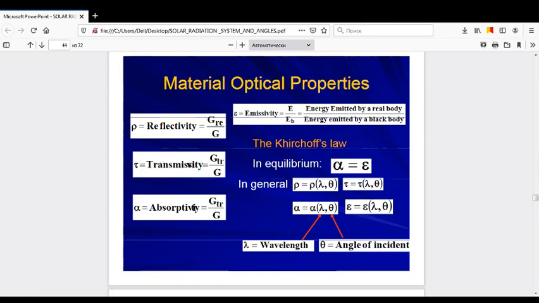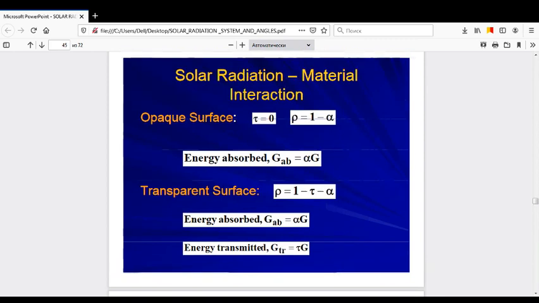The Kirchhoff law: in equilibrium, epsilon is equal to alpha, and in general rho is equal to rho lambda comma theta, and alpha is equal to alpha lambda theta. Lambda is equal to wavelength and theta is equal to angle of incidence. Solar radiation material interaction: for an opaque surface, tau is equal to 0, rho is equal to 1 minus alpha.